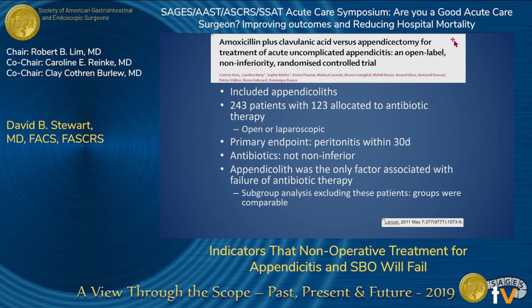This study, published in Lancet in 2011, included 243 patients with uncomplicated appendicitis, including subjects who were known to have an appendicolith. 123 study subjects were allocated to antibiotic treatment, and surgeries could be approached by open or laparoscopic platforms. The primary study endpoint was peritonitis within 30 days, a definition that includes a radiographically demonstrable fluid collection following an appendectomy.